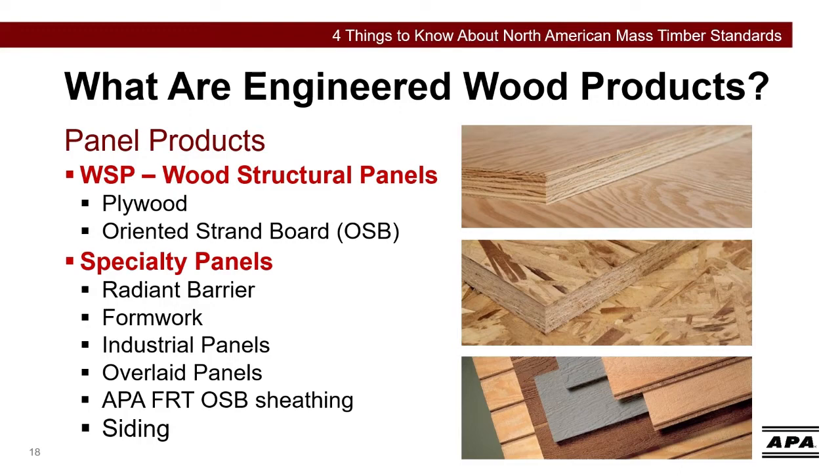So, what are actual engineered wood products? Generally, EWP can be divided into two categories: panel products and framing products. This slide lists the most common types of panel products. We talk a lot about wood structural panels because that's the terminology used in the code. Plywood and OSB are both wood structural panels. Over the years, EWP panel products have expanded to include siding and more specialized products as well.